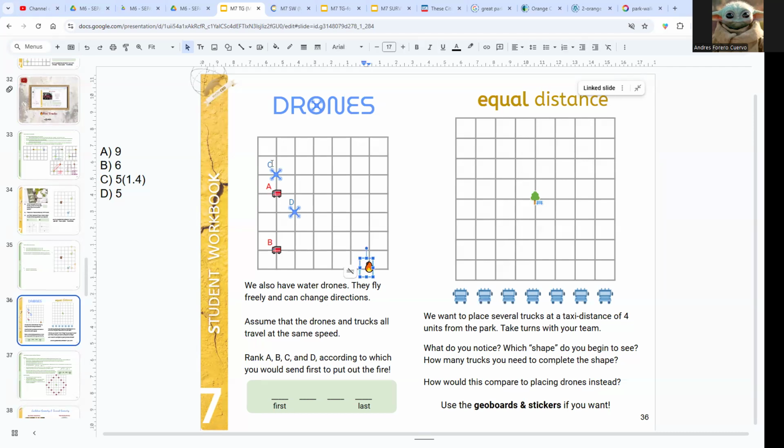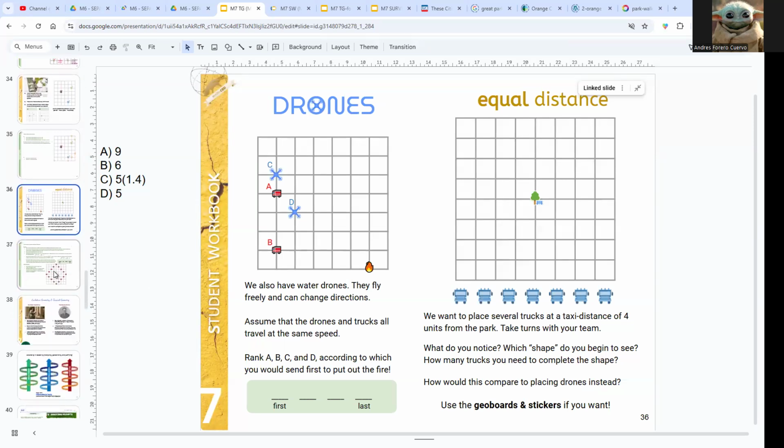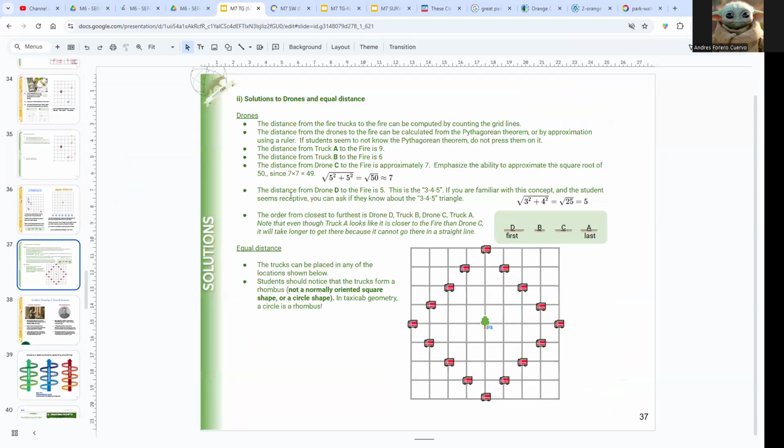So you have a fire and you have 4 different vehicles, drones and fire trucks, that want to get there at the same speed. Of course, the drones just fly in any direction, and trucks A and B have to actually follow the rules. So you have to rank who gets there first and who gets there last, and decide which vehicle to dispatch first. So here's the solution. Let's take a look at A first.